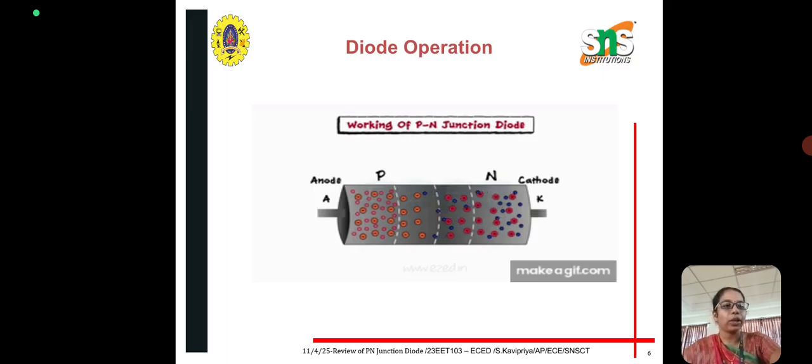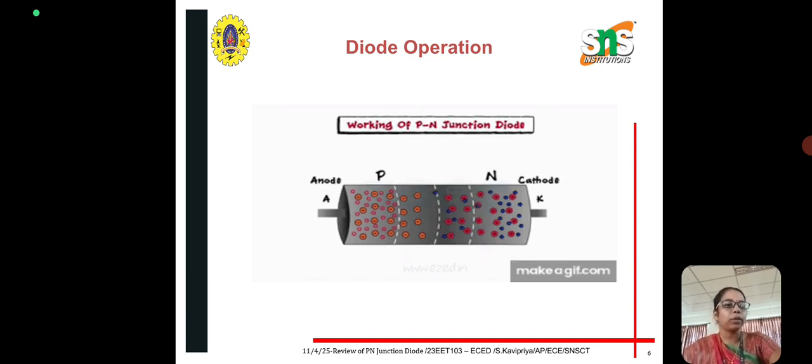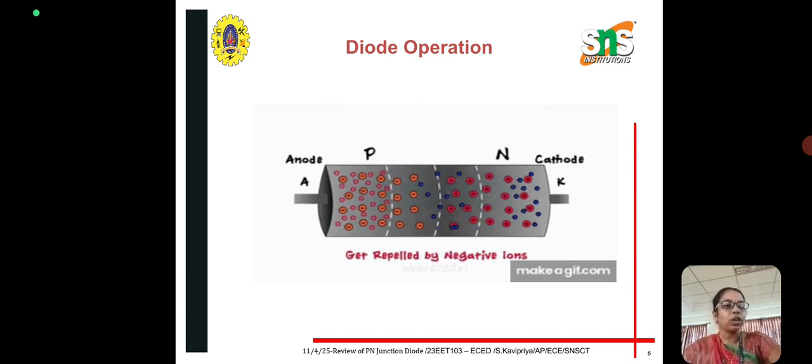And next is the operation of a diode. When a supply is given, electrons from the N-type will move towards the P-type and holes from the P-type will move towards the N-type. This results in a combination of electrons and holes, which results in a flow of current.